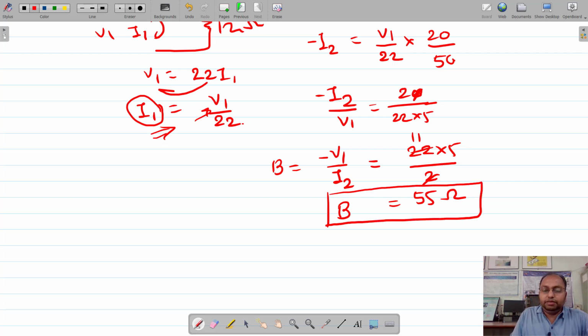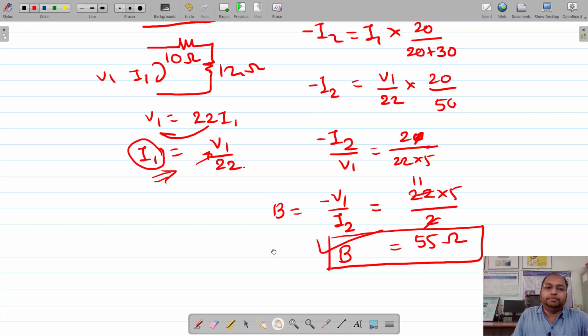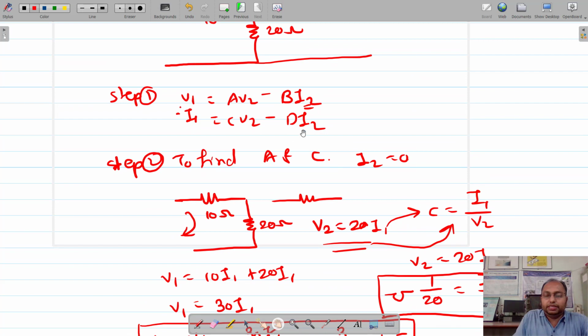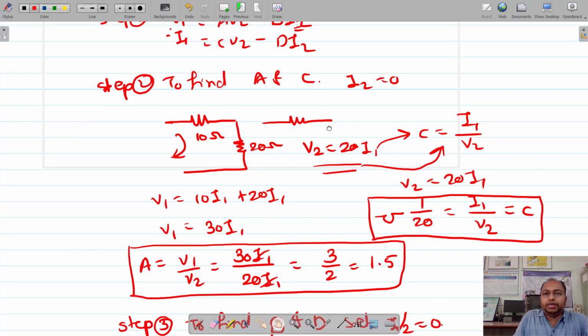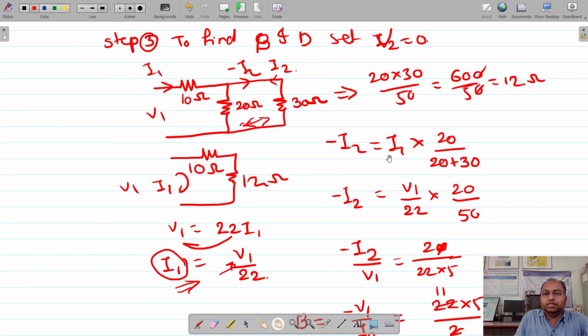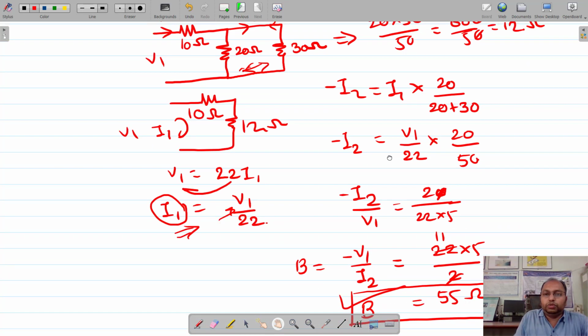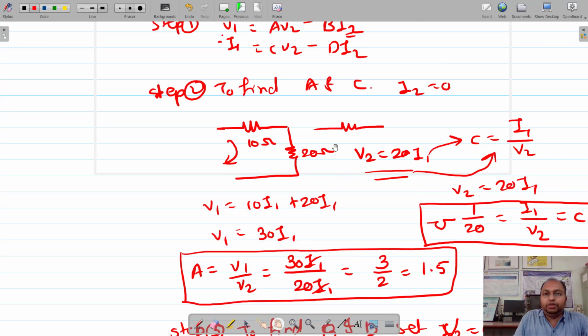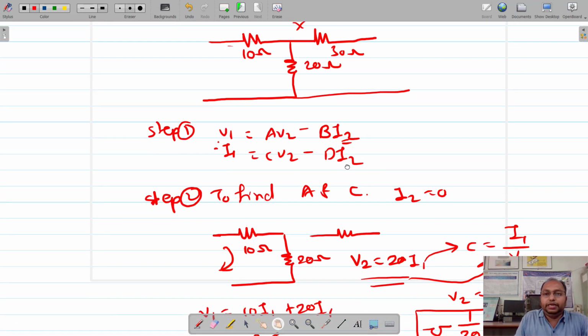Is that fine? Great. So the third parameter we have obtained. Now let's go for finally calculating this D. D can be calculated from this itself. So this is nothing but our D. D is nothing but the ratio of I1 by I2, right?